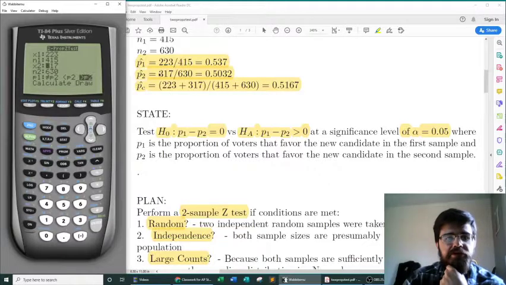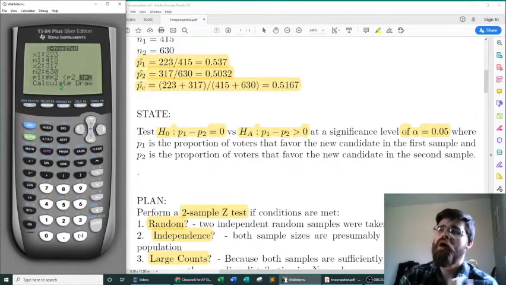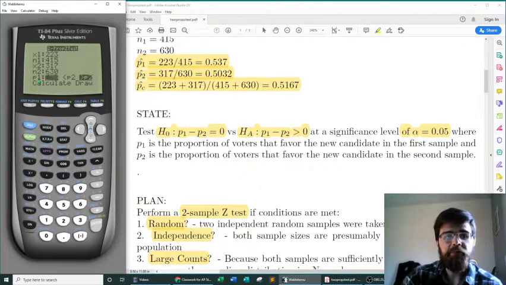Sample number 2 was 317 successes out of 630. And then we also want to say what the alternative hypothesis is. Most of the time, we're actually doing P1 is not equal to P2. That's what you're going to see most of the time.